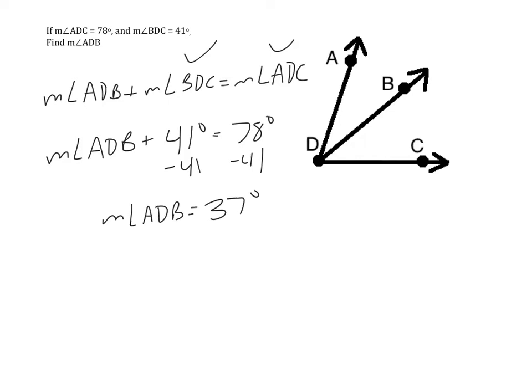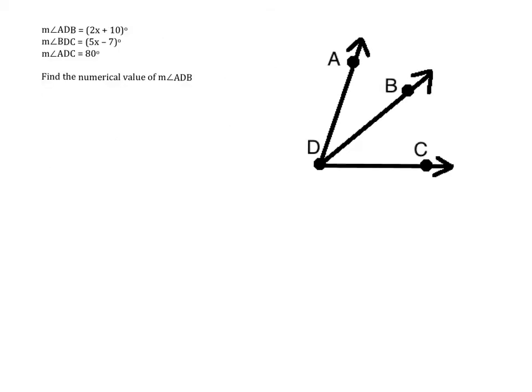Now we'll look at one that's a little more complicated. So in this situation, I know that angle ADC is 80 degrees, and then I'm trying to find out what each of these angles are. So I write an equation once again, measure of angle ADC plus the measure of angle BDC equals the measure of angle ADC. And I'm going to sub in. Actually, I made a slight mistake there. The first one should be ADB.